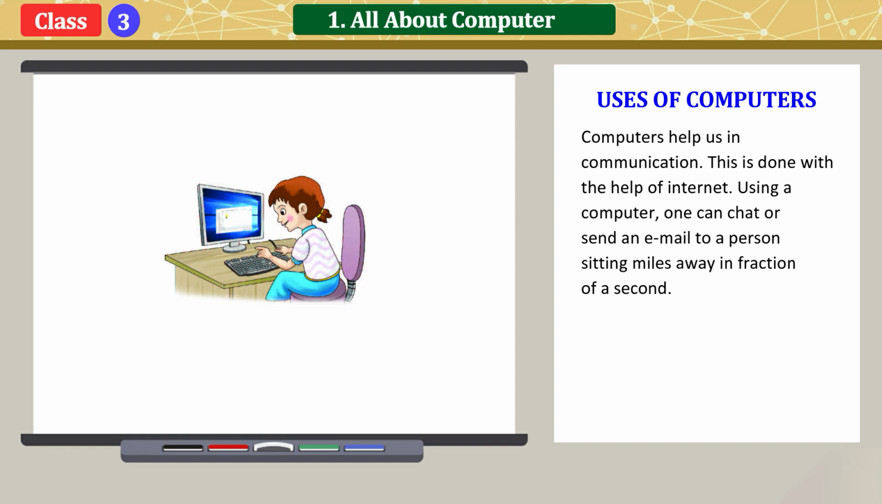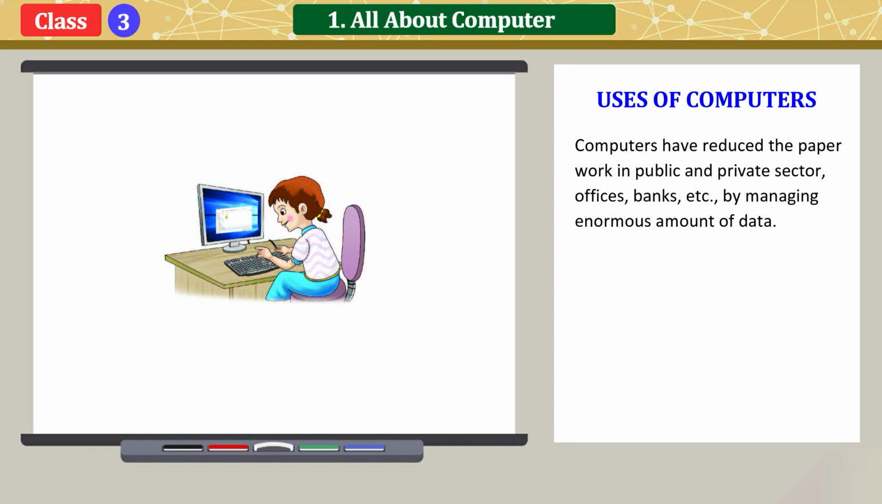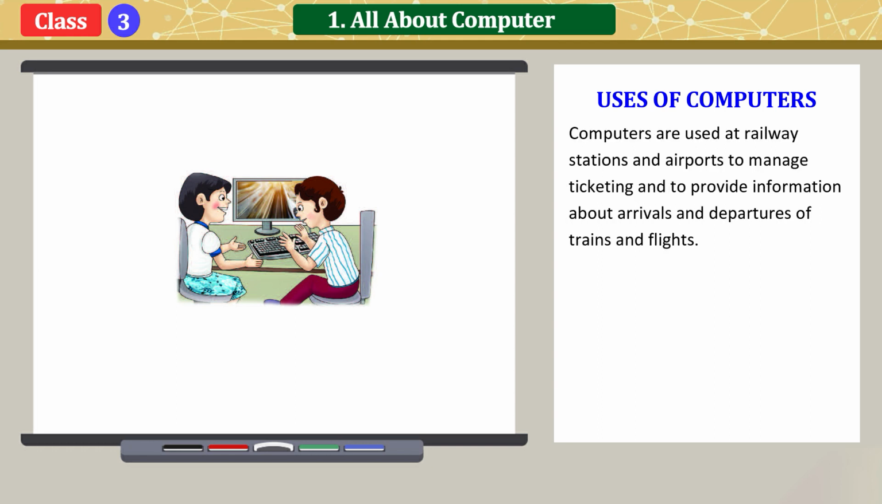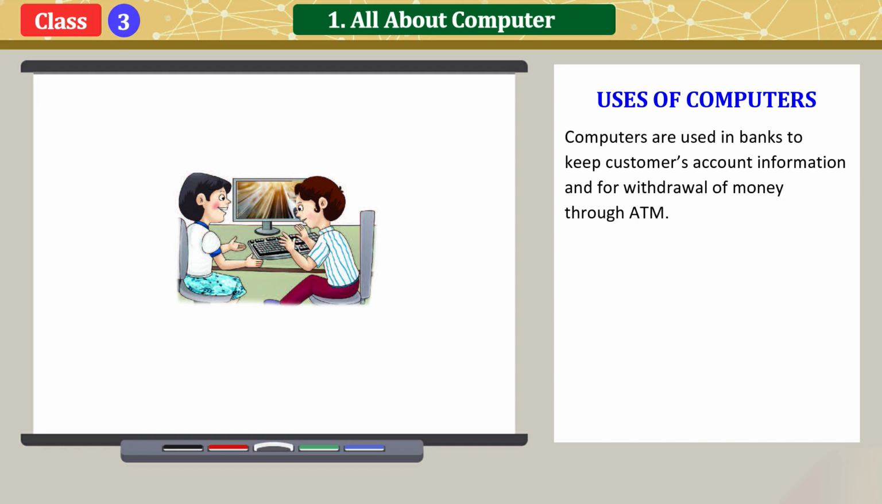Using a computer, one can chat or send an email to a person sitting miles away in fraction of a second. Computers have reduced the paper work in public and private sector, offices, banks, etc. by managing enormous amount of data. Computers are used in post offices for the transactions of money. Computers are used at railway stations and airports to manage ticketing and to provide information about arrivals and departures of trains and flights. Computers are used in banks to keep customers' account information and for withdrawal of money through ATM.